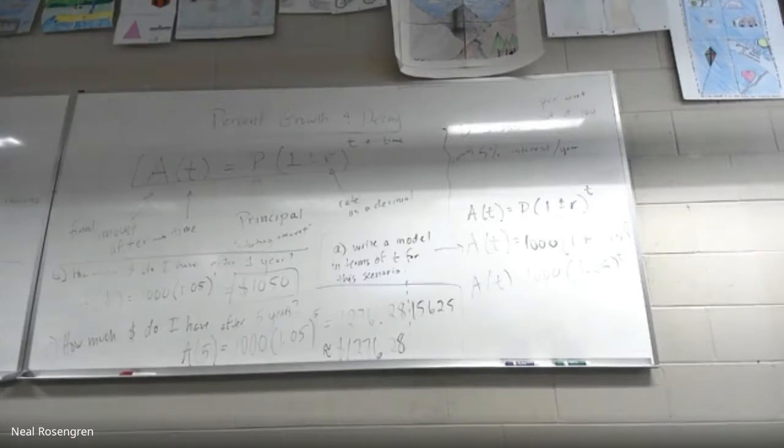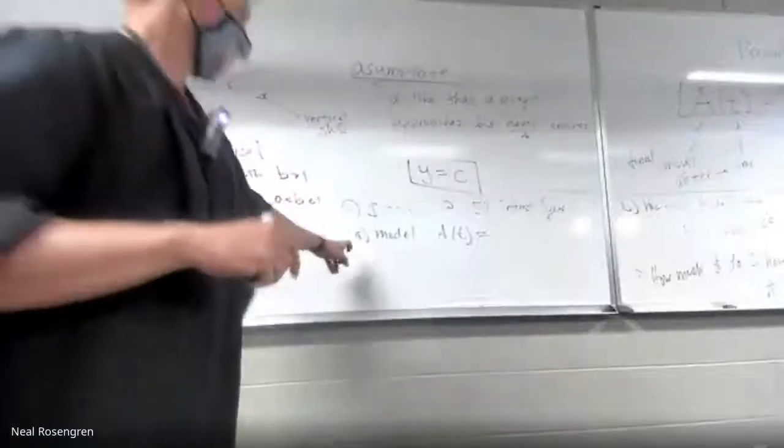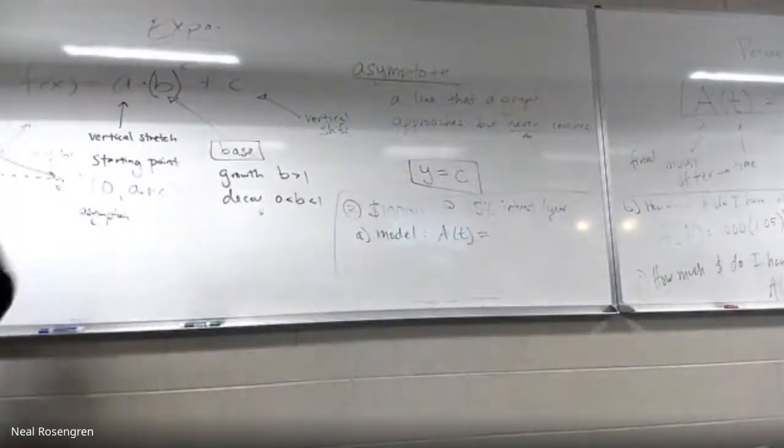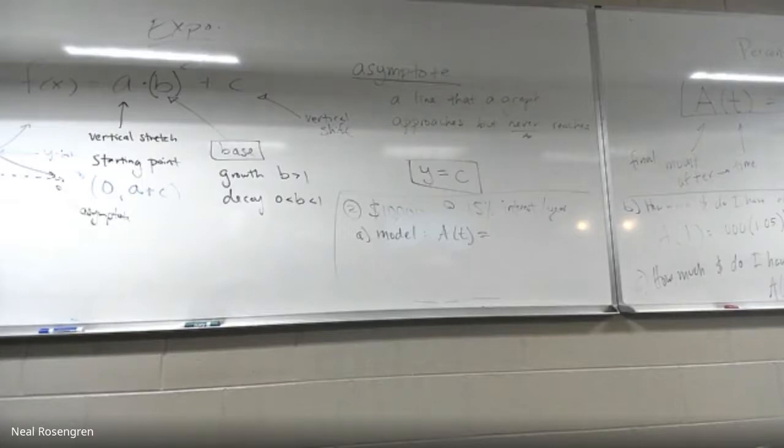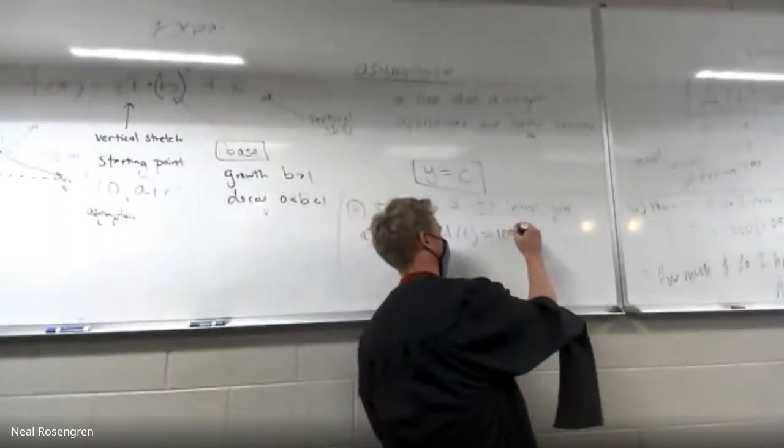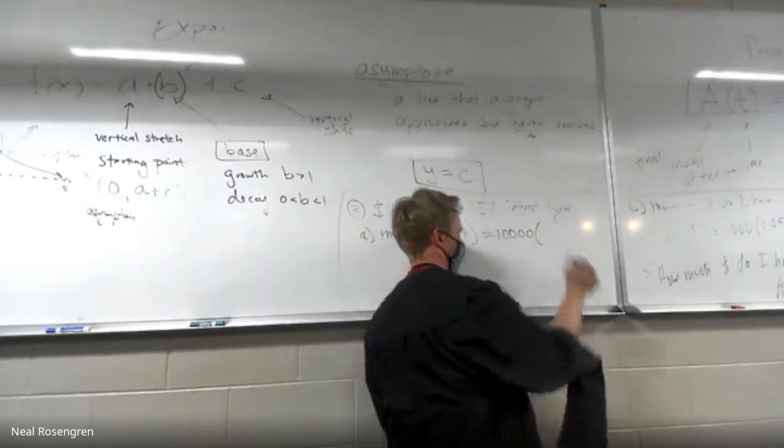So let's come up with a formula first. Let's do a model in terms of t. So A of t equals. What's the P stand for again? And what does that mean though? Starting amount. So what are we starting with? 10,000. Right?